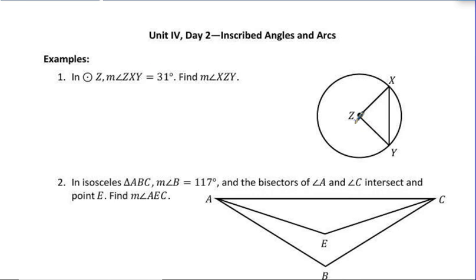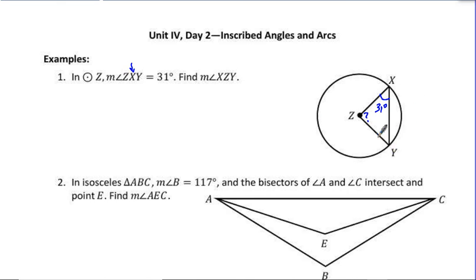In circle Z, the measure of angle ZXY is 31 degrees. A lot of students confuse that as angle Z right here, but when there are 3 letters being used to represent an angle, we start at the Z, go to X, and then to Y. So X is the vertex, or the middle of the angle, and therefore this angle is 31 degrees. They want us to find XZY, which is here as the central angle opening to arc XY.